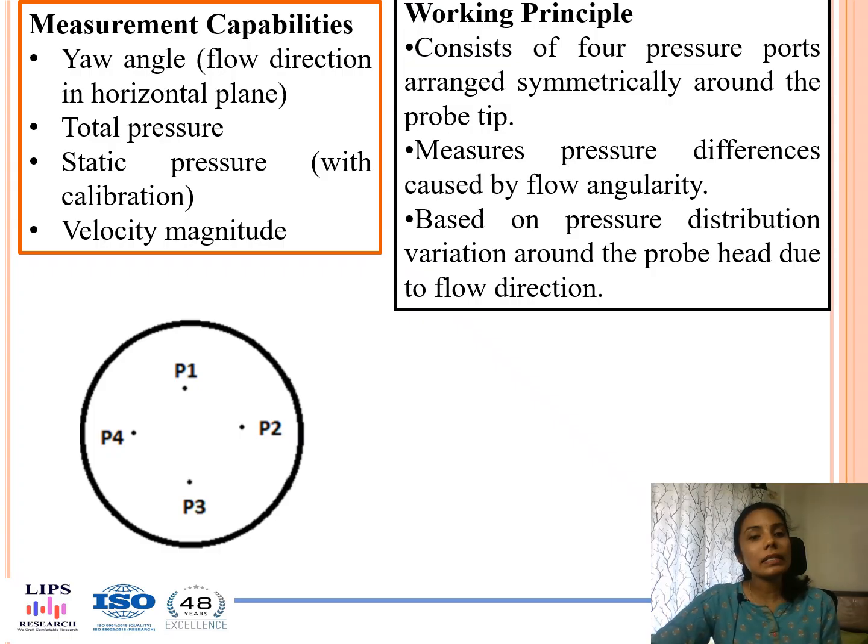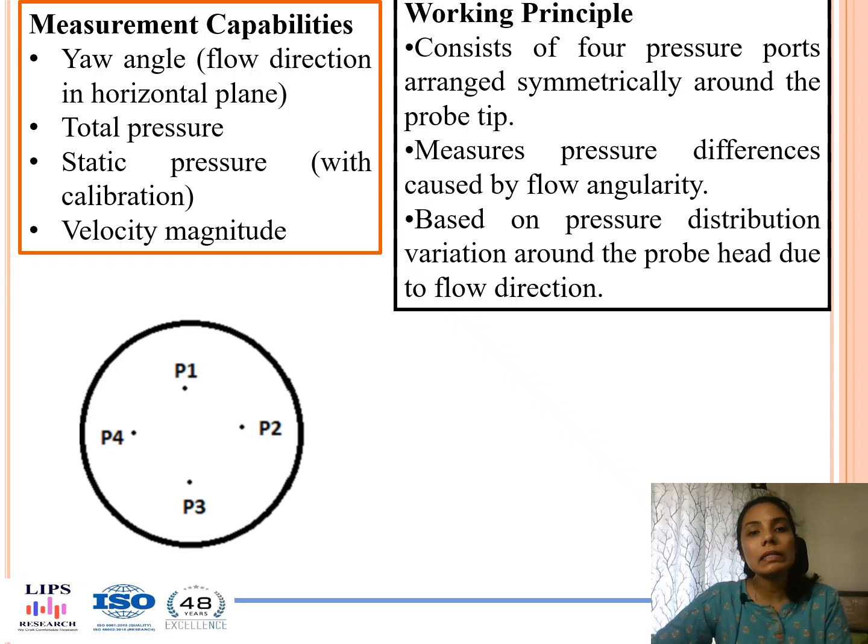So using this pressure measurement, we can also calculate the velocity magnitude of the flow. So overall, the probe gives us both directional as well as quantitative information about the fluid flow. Now coming to the working principle of this particular flow analyzer, the four-hole flow analyzer consists of four pressure pods, as you can see in the particular figure, which are arranged symmetrically around the tip of the probe.